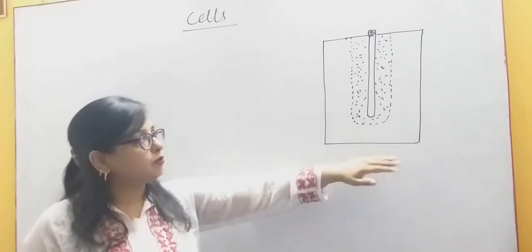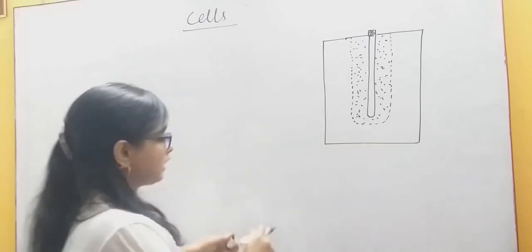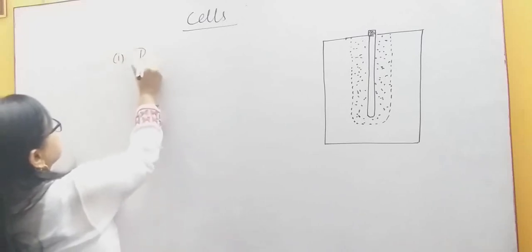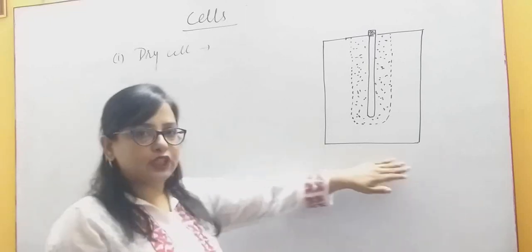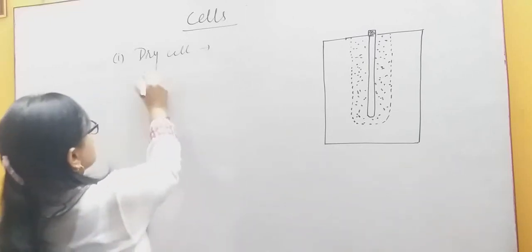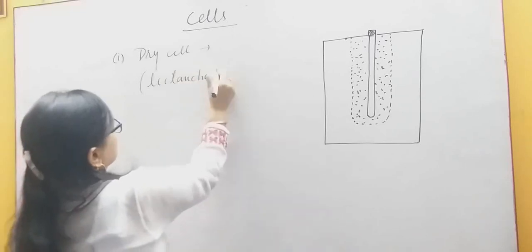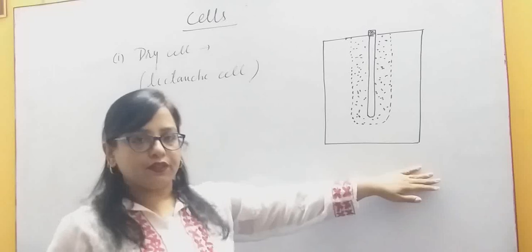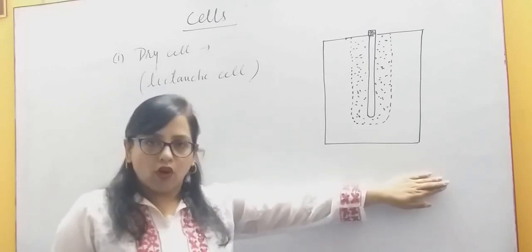Primary cells are cells which are non-rechargeable. First I will explain the dry cell. Dry cell is an example of a non-rechargeable cell. It is also known as Leclanche cell. These are very general cells we use in remotes and clocks.